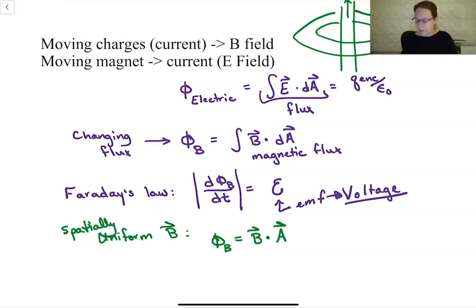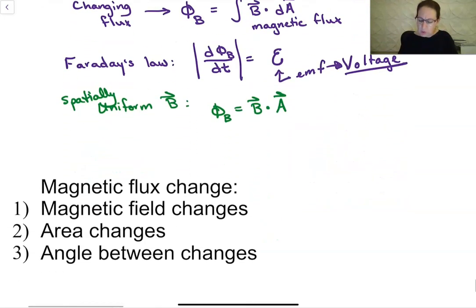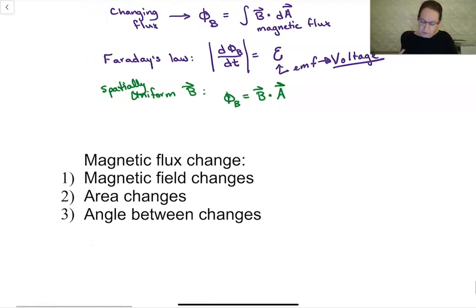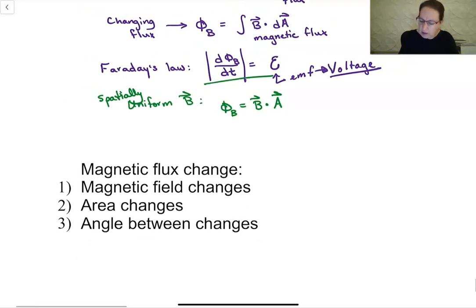It's uniform in space. So if we have the magnetic flux, the way we can have it changing, in other words, this is what we're looking for, this changing flux that creates an electric field by giving us an EMF or a potential difference. So the magnetic field can change with time. It can increase or decrease.